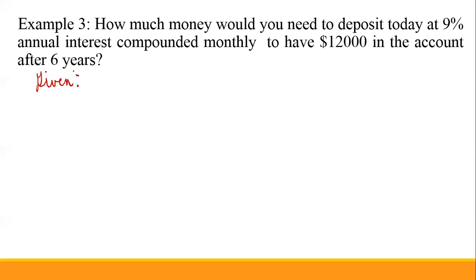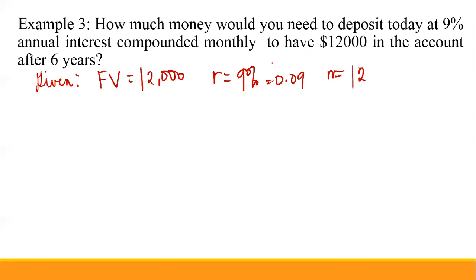So, yung given natin dyan is yung future value na 12,000. And then, what else? The annual interest rate na 9%, or this is 0.09. The number of compoundings, this is N, 12 per year kasi monthly. And then time in years is 6. Okay. So yung hinahanap natin dito ay yung principal.